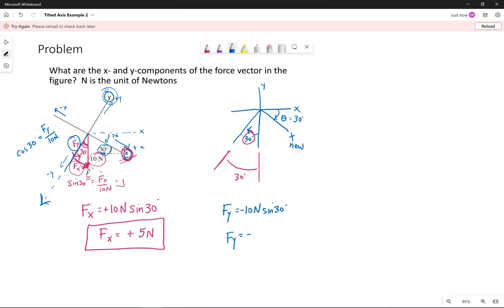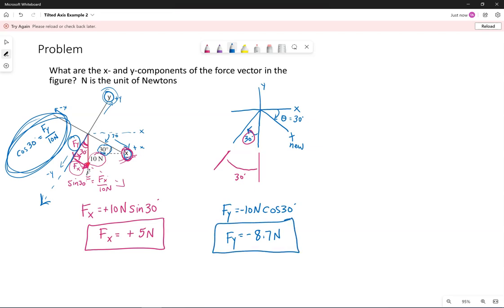Uh-oh, I made a mistake. Do you see where it is? As I said over here, cosine 30 is Fy over 10, but I didn't write it out correctly down here on the bottom. If I solve for Fy, I get 10 cosine 30. Those mistakes are easy to make. So negative 8.7 newtons. These would be what we consider the x and y components of this force vector based off of the coordinate system given in the problem.